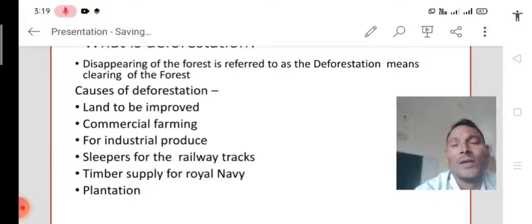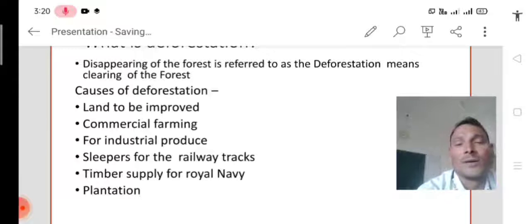Sleepers for the railway: when the railways expanded, many forests were cut down, so the disappearance of forest was seen. Timber supply for the Royal Navy: during the First World War, when timber was needed in Britain, they looked to the forests in their colonies, like India. Plantation.